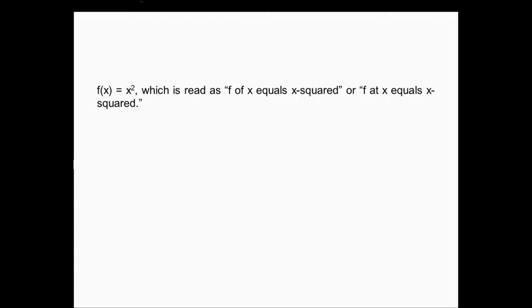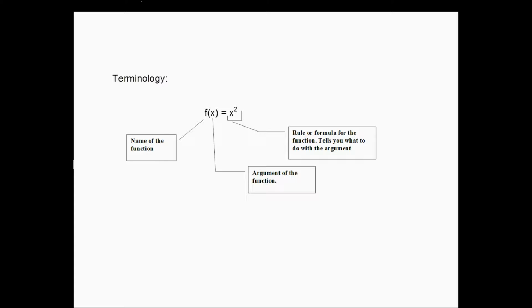Now again, remember the equation would be y equals x squared. The functional notation is f of x equals x squared. So here is the terminology that goes with f of x equals x squared. The f is the name of the function.